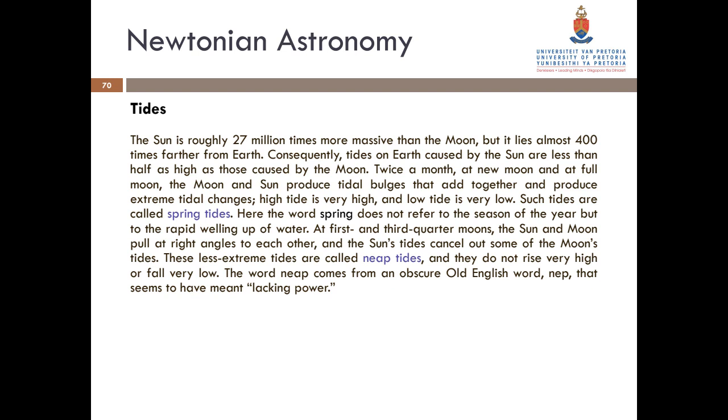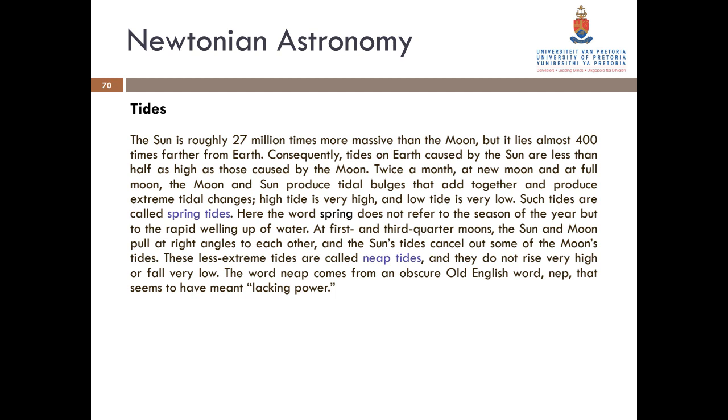The sun is roughly 27 million times more massive than the moon, but it lies almost 400 times further from Earth. Consequently, tides on Earth caused by the sun are less than half as high as those caused by the moon. Twice a month, at new moon and at full moon, the moon and sun produce tidal bulges that add together and produce extreme tidal changes. High tides are very high and low tides are very low. Such tides are called spring tides.